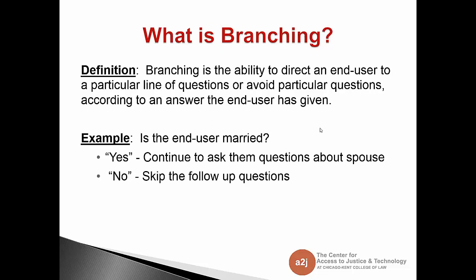So let's talk about branching. Let's start with the definition. Branching is the ability to direct an end user to a particular line of questions or avoid particular questions according to an answer the end user has given. So why don't we talk about an example? You might see a guided interview where it asks the end user if they're married. If the end user selects yes, then they continue to ask them questions about the spouse or other follow-up questions. If the end user selects no, then it skips the follow-up questions and goes on to the next set of questions.